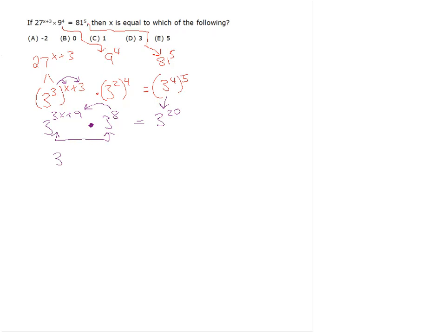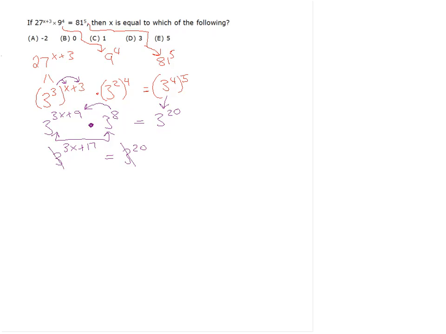And more times than not, I see students making the mistake of multiplying 3x plus 9 by 8 instead of adding the 8 to it. So when you do add the 8 to it, you get 3x plus 17 equals 3 to the 20. Drop your bases. This is important, because at this point, where you have the same base on either side of the equal sign, you're allowed to drop those bases and equate the exponents.